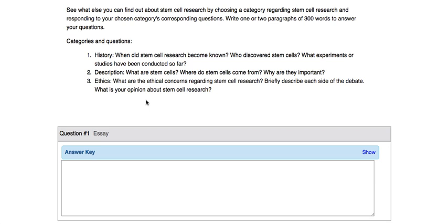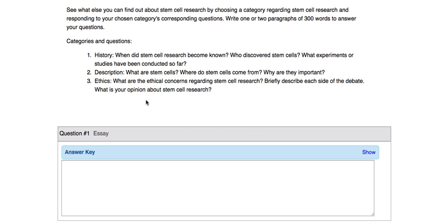Please make sure when you're doing your research, and I'm going to attach links that go along with this on the Moodle page, use those resources, but please cite those resources appropriately. Two, if you talk about the description, what are they? What do they come from? Why are they important? And then, of course, the last component is, what are the ethical concerns regarding stem cell research? Describe each side of the debate.